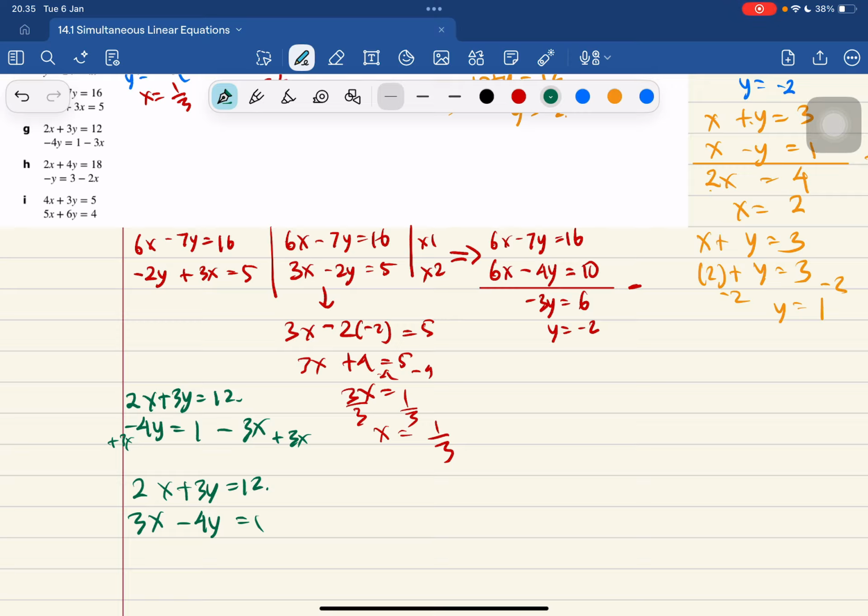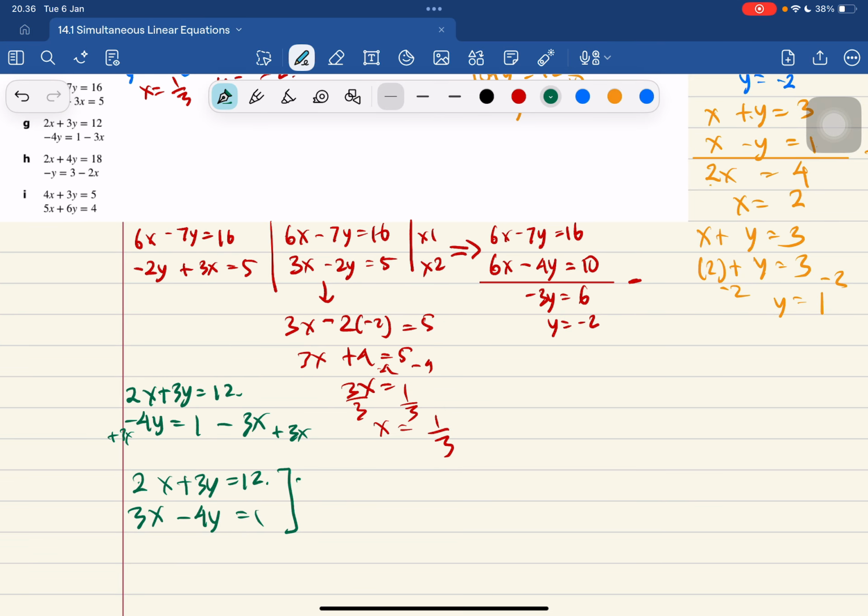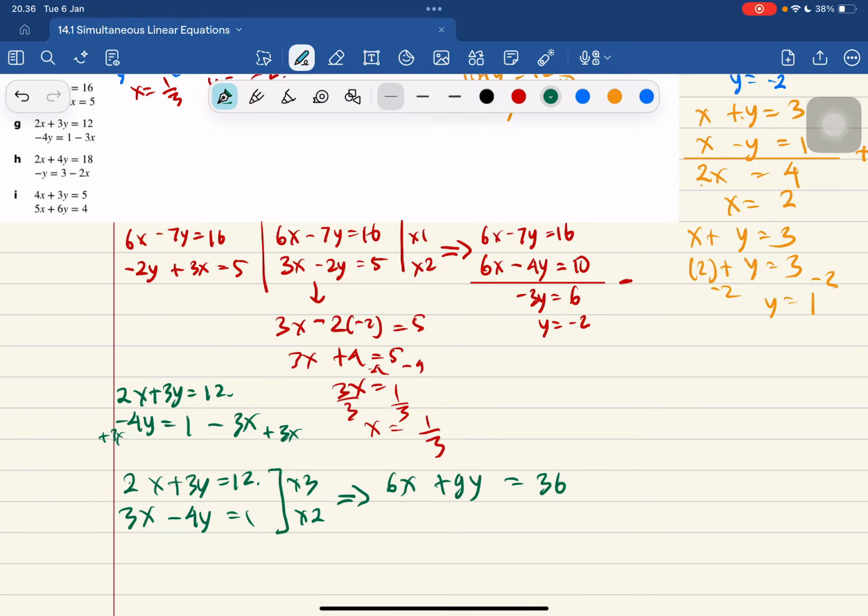Oh, look at here. They are different, so let us make the variable of one of the equations equal, so this is 2 and 3. So here we can times 3, here is times by 2. So 2 times 3 is 6x, 3 times 3 is 9y, and last 12 times 3 is 36. Next is 3x times 2 is 6x, minus 4y times 2 is minus 8y, equal to 1 times 2 is 2. Okay, we can just minus it.